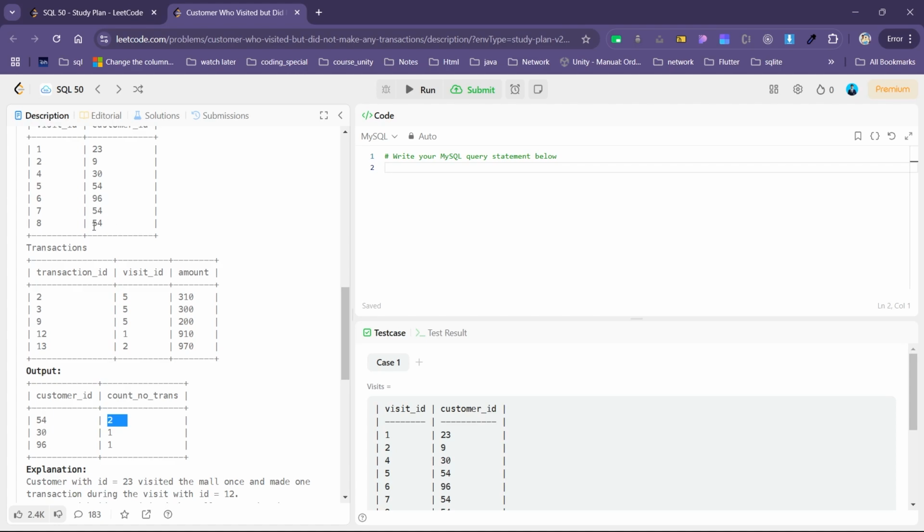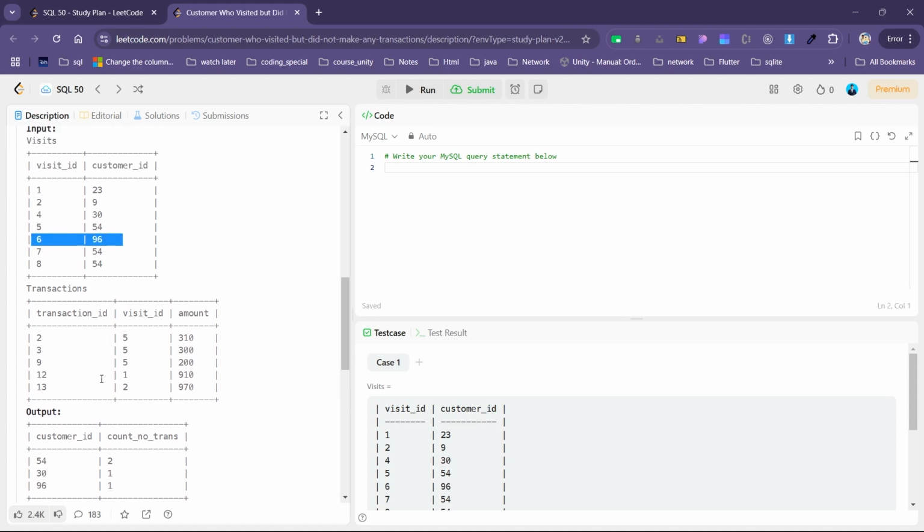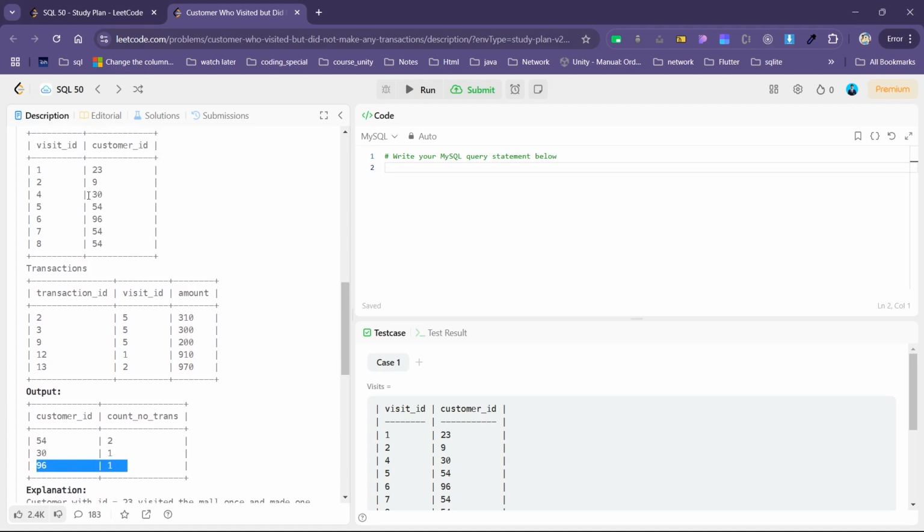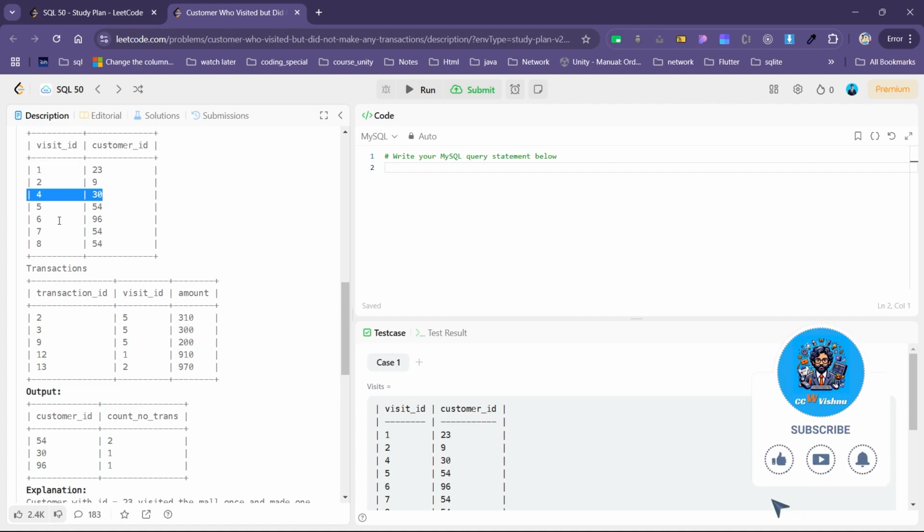Okay. Then there are other customers. For example, 96. He visited the mall with visit ID 6 and there is no entry in the transactions table. So he visited one time and he didn't make any transaction. Now the other one is 30. 30 visited one time only and there is no transaction entry. So the count is 1. So the customer with ID 30 didn't make any transaction on the visit. So this count of no transactions means the number of visits on which he didn't make any transaction.